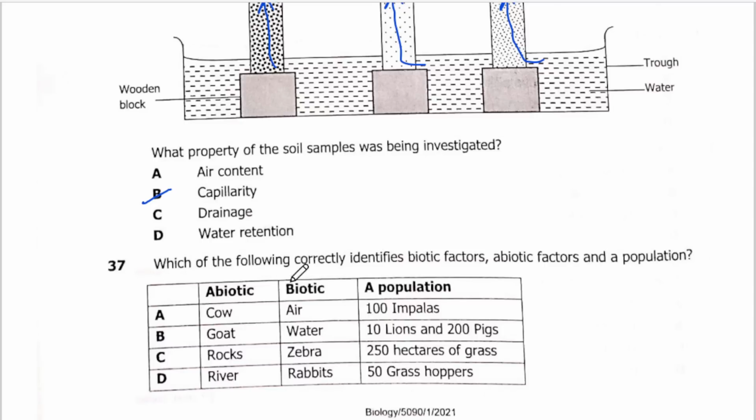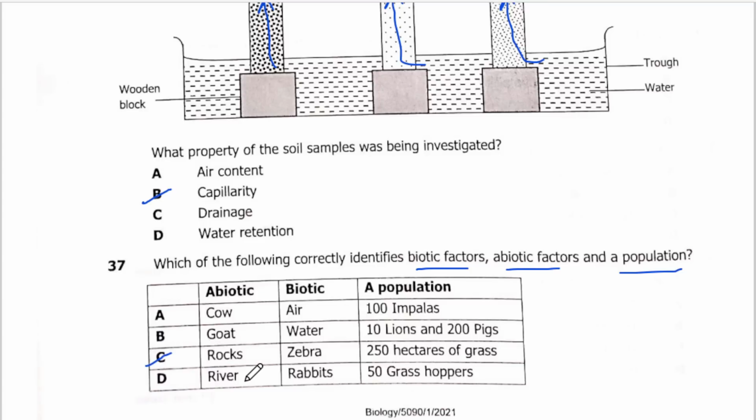37. Which of the following correctly identifies biotic factors, abiotic factors, and a population? So biotic factors, the living part of the ecosystem; abiotic factors, the non-living part of an ecosystem; population, this is the number of organisms of the same species living in a given area at a particular time. So abiotic factors, cow, no, because a cow is a living factor. Here we have goat, again this falls off because this is a living organism. C, we have rocks, yes, these are non-living. Zebra, yes, this is living. Population, 25 hectares of grass. So you have a given area and the organisms which have been observed, which is grass. So here the correct answer is C.